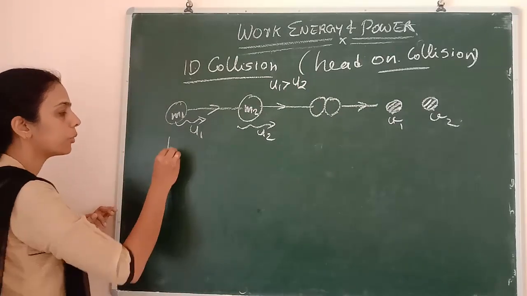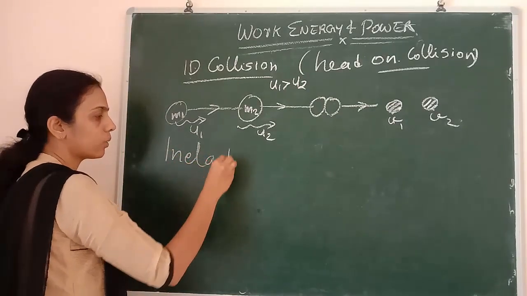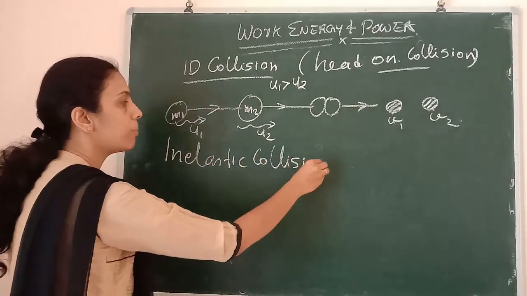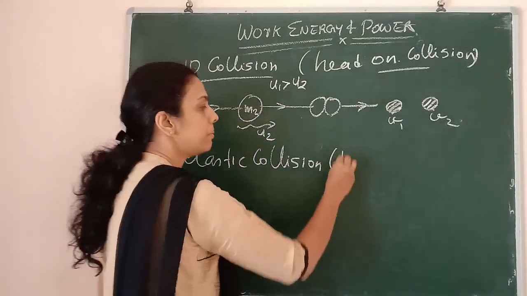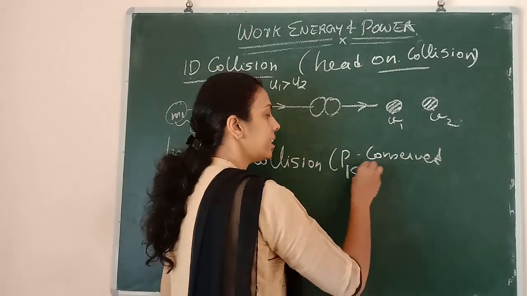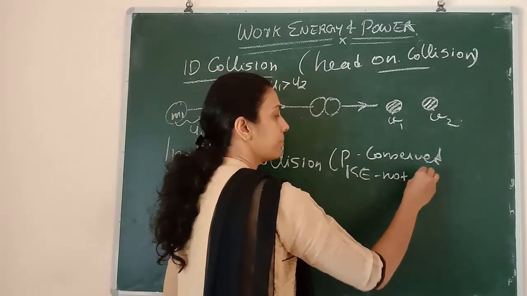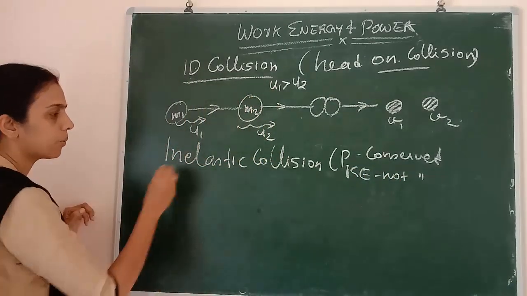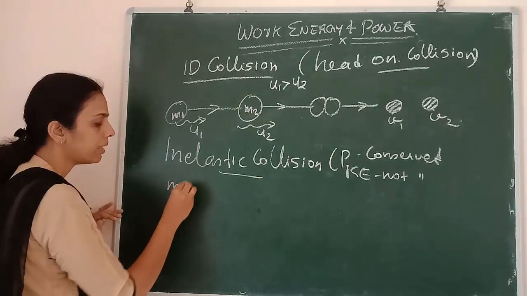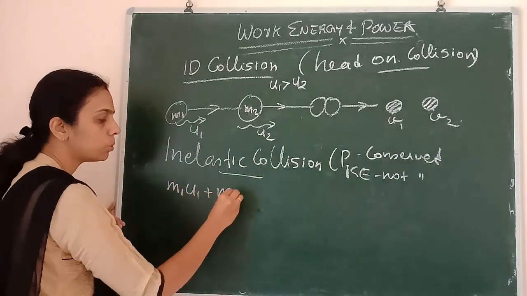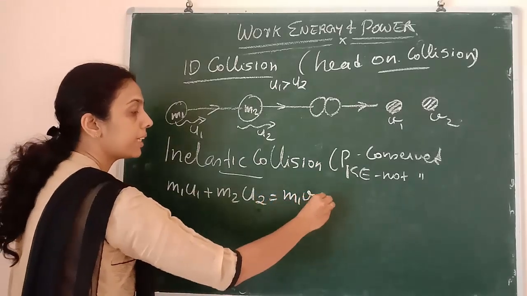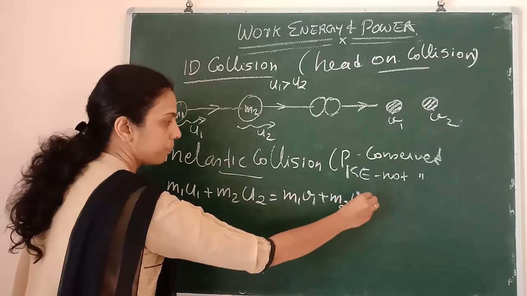Now we are going to consider the inelastic and elastic collisions. First I am going to consider the inelastic collision. In this case momentum is conserved and kinetic energy is not conserved. So the momentum equation is m1 u1 plus m2 u2 equals m1 v1 plus m2 v2.